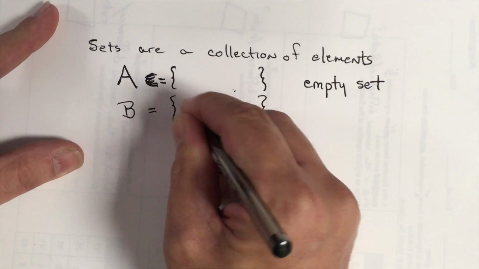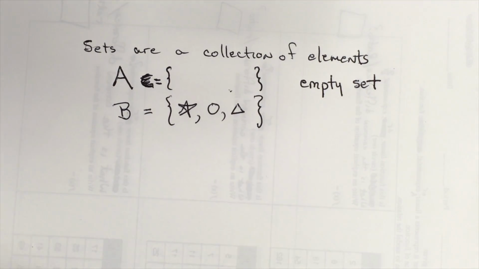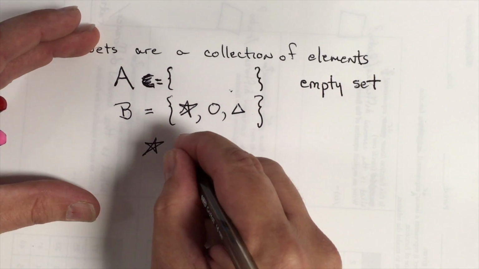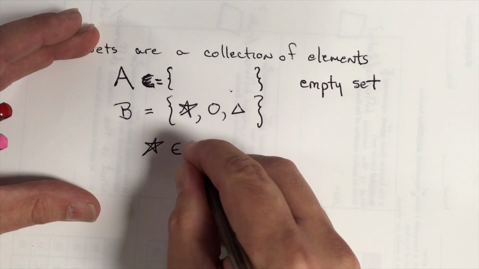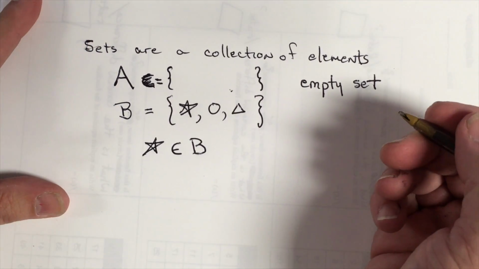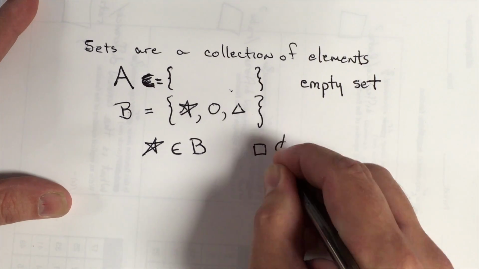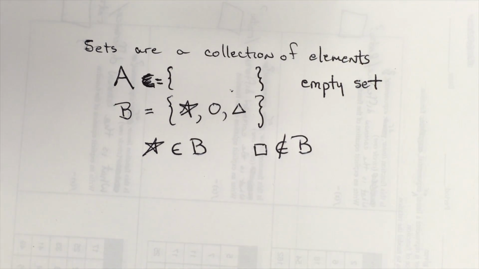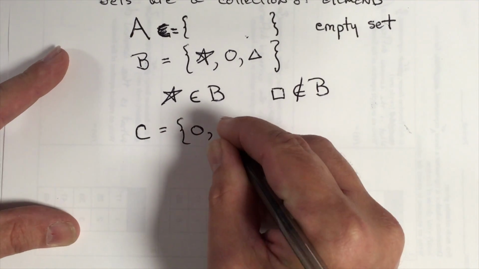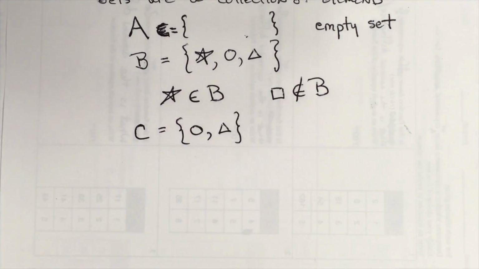B is the set of a star, a circle, and a triangle. A star is an element of the set B. A square is not an element of the set B. Let's say C is the set that contains a circle and triangle.